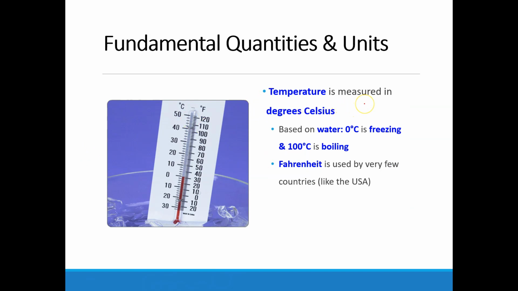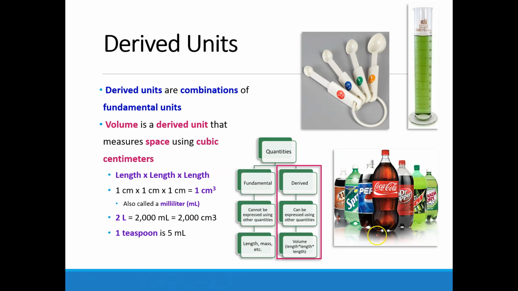Again, this is different than what we usually measure it in, in the US, but temperature in science is measured in degrees Celsius. The reason for this is because it's really simple. It's based on water. 0 degrees Celsius is the freezing point of water, and 100 degrees Celsius is the boiling point of water, which makes a lot more sense than what we currently use in the US, which is Fahrenheit, and Fahrenheit does not line up as nicely with the freezing and boiling points of water.